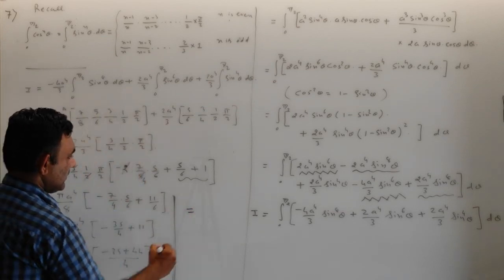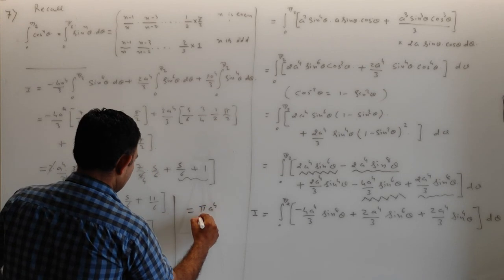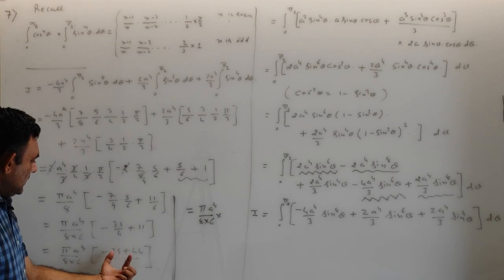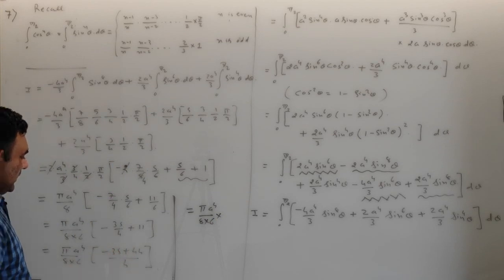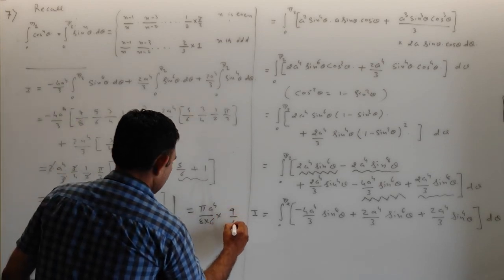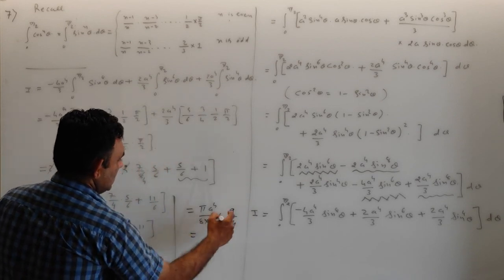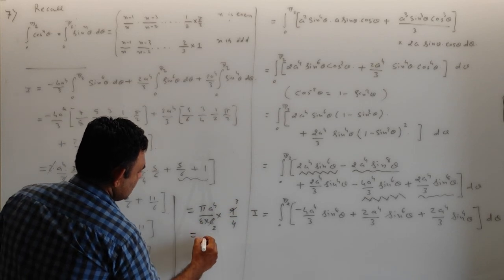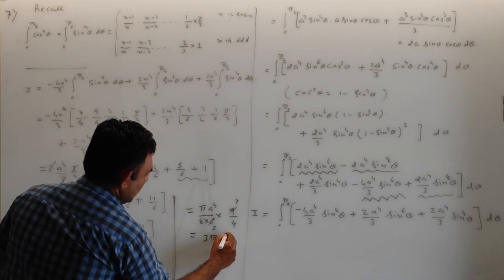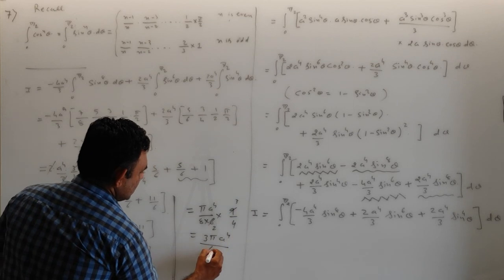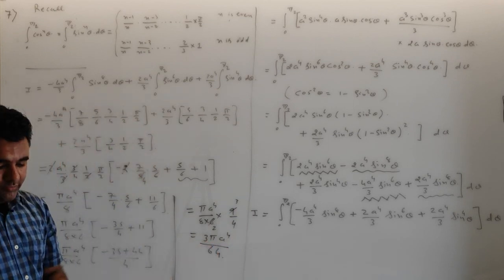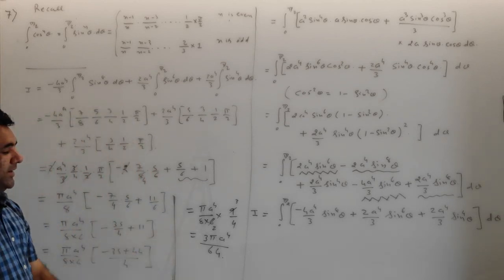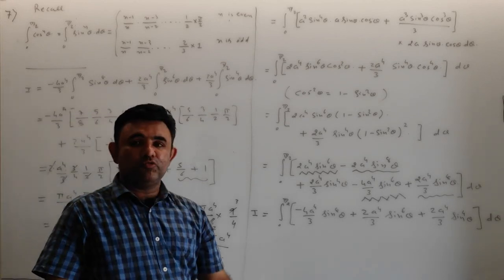and this will be pi a raised to 4 by 8 into 6 into 35 plus 44, 9 by 4. So 9 will get cancelled with this, so it is 2 and this is 3, so it is 3 pi a raised to 4 by 64. So 3 pi a raised to 4 by 64. So that is my final answer, 3 pi a raised to 4 by 64.